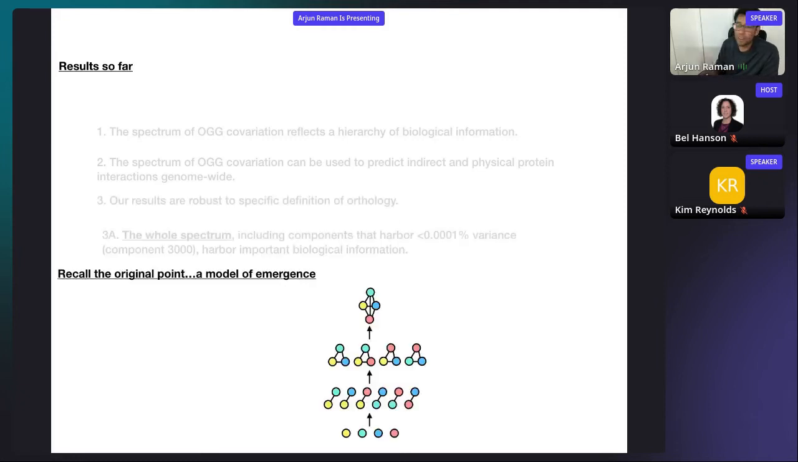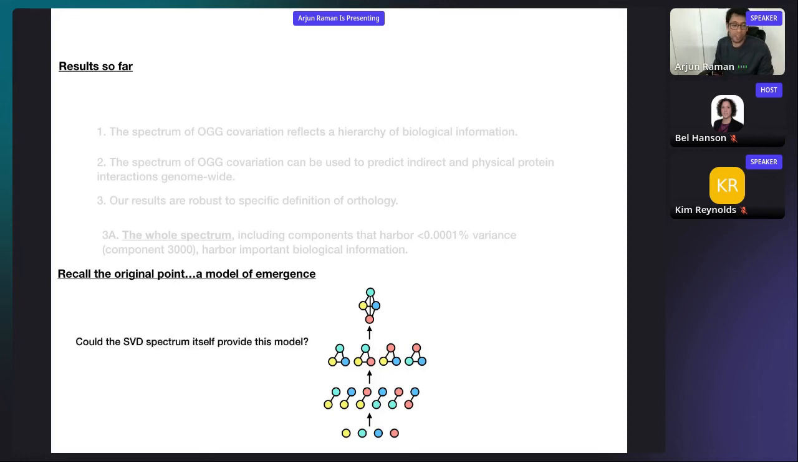So if you recall the original point of all of this, it was to make a model of emergence. And so far I have said nothing about this. So the remainder of the talk is our attempt to leverage what we have found so far to create a model of emergent organization across scales of biology.